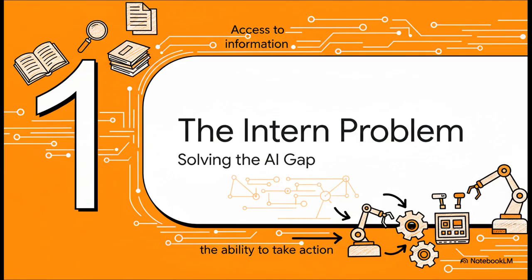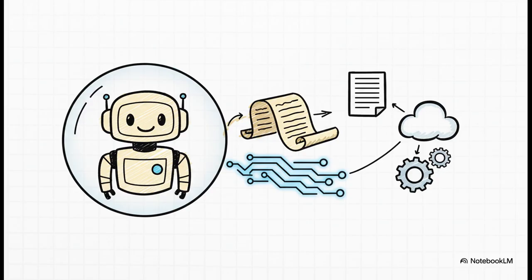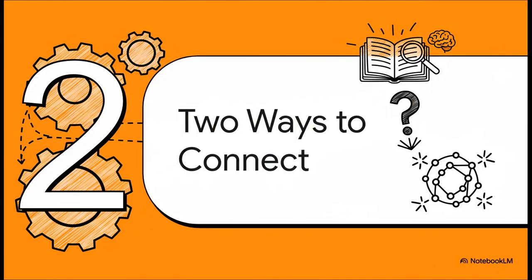So, to solve this brilliant intern problem and make our AI actually useful, we need to give it two things. We need to give it access to information, and we need to give it the ability to take action. To make that connection happen, to plug our intern into our world, we're going to unpack two of the most important ways of doing it: RAG and MCP. So, how do we connect our intern? Well, these two approaches are fundamentally different. Let's break down that core difference right now.